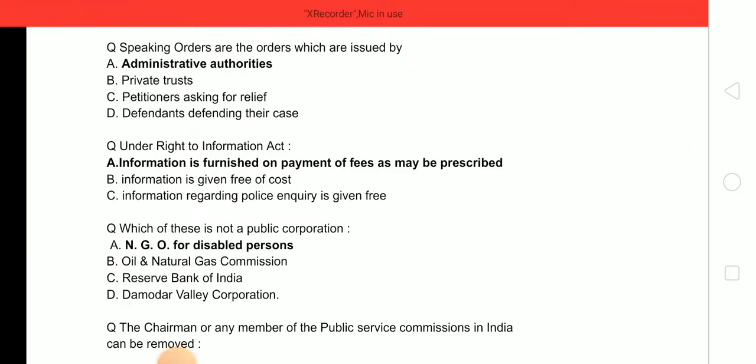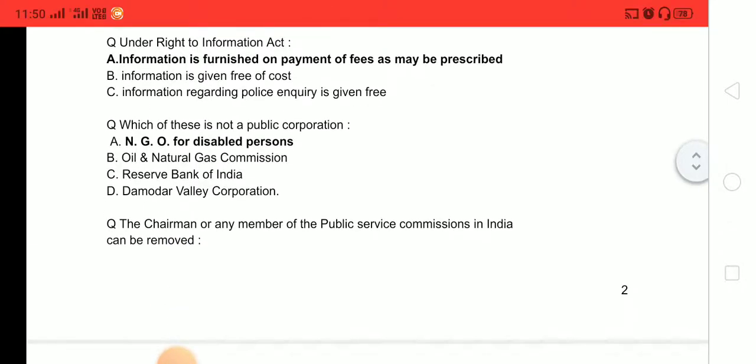Next question, under the Right to Information Act, information is furnished on the payment of fees as may be prescribed. So that is not given free, but there is some nominal fee to be paid. Next question, which of these is not a public corporation? Answer is NGO for the disabled person does not fall in public corporation, while the other three, Oil and Natural Gas Commission, Reserve Bank of India, Damodar Valley Corporation, will fall in the definition of public corporation.